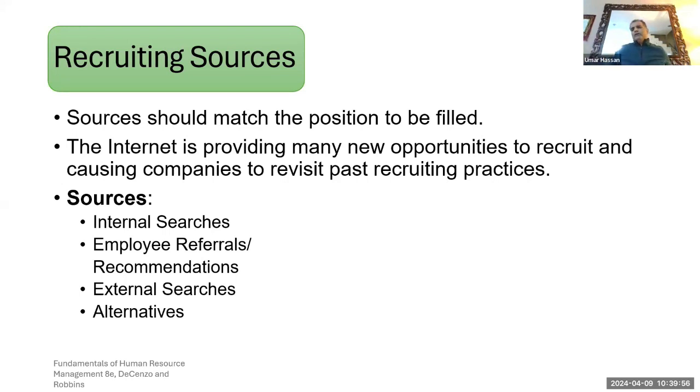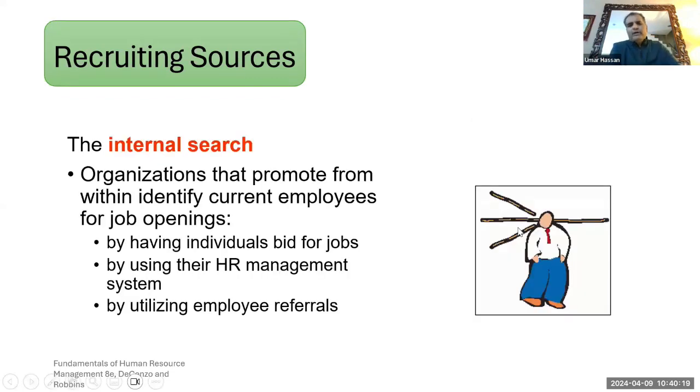So the main broader categories of recruiting sources are internal and external. The organization can do internal recruitment from within the organization, and they can go outside in the market looking for the right person as well. Then there are employee referrals and recommendations as well, and some alternate strategies also. Let us quickly go through what these are one by one.